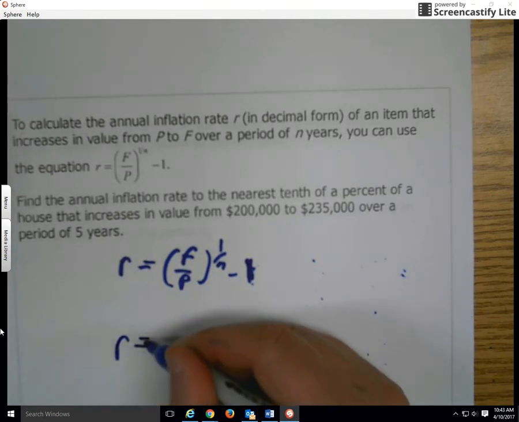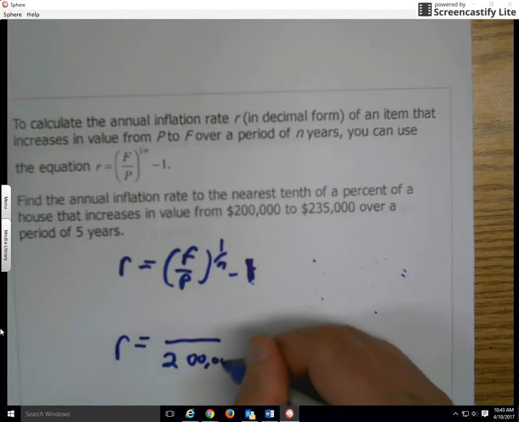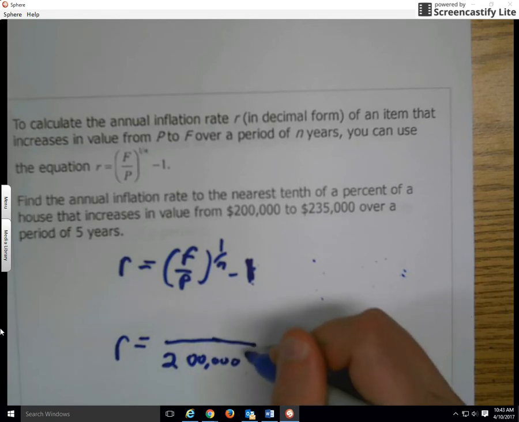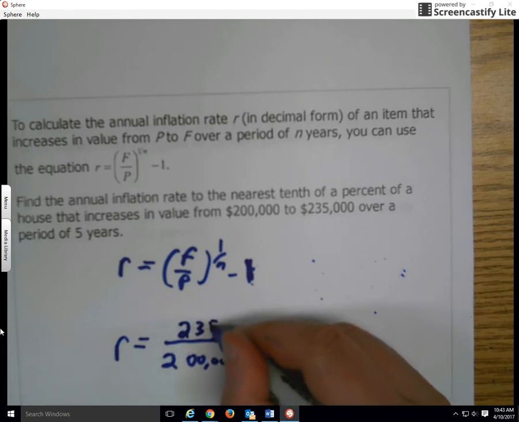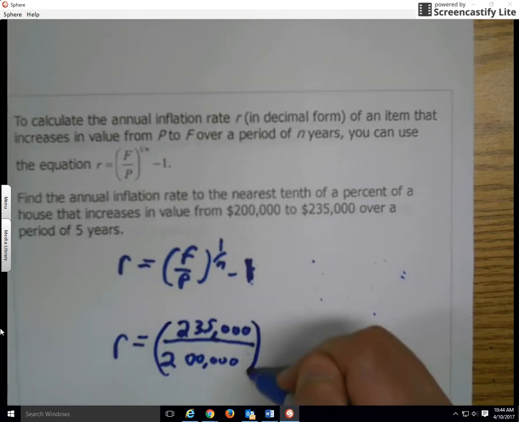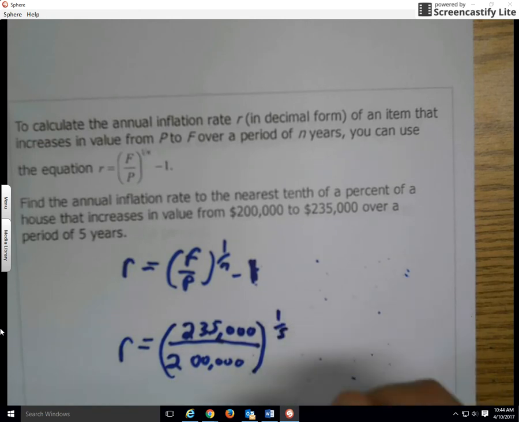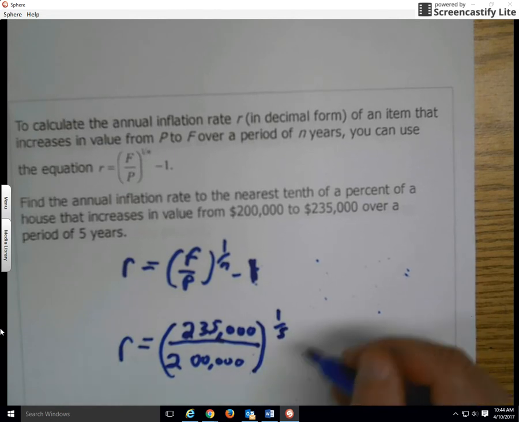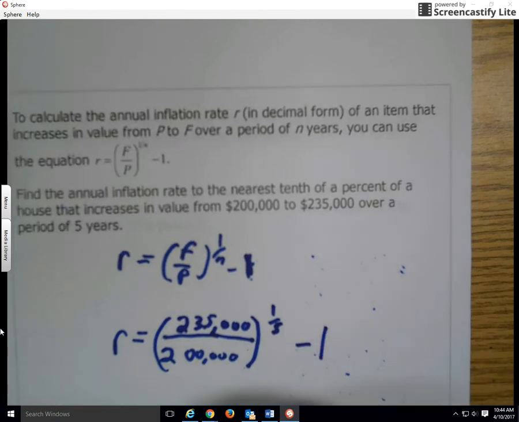So R equals 200,000 and then the change would be to 235,000. And that would be to the 1/5 root, or the n, the index would be a 5. When we get the answer, we subtract 1 from it. So at this point, again, I would use a graphing calculator.